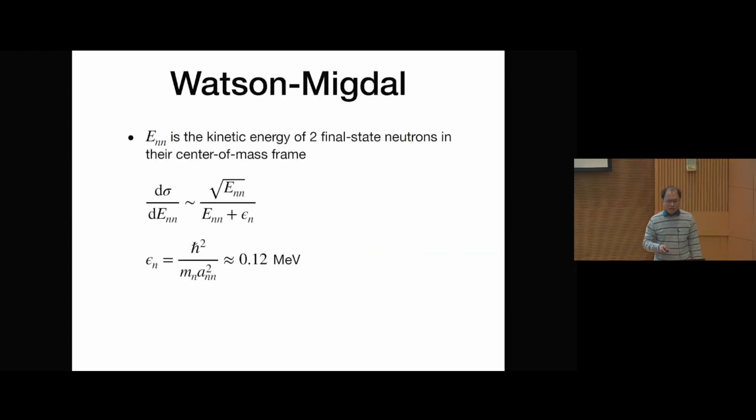Now the Watson and Migdal formula that was derived in the 1950s tells us that d sigma over d, well, the distance to the endpoint here is written as E_nn, that is the kinetic energy of the 2 neutrons in their common center of mass. It actually has an analytic form in the regime where we take epsilon_n, that is this 0.1 MeV, a very small energy scale, to 0. We reproduce the power of minus 0.5 shown in the previous slide.